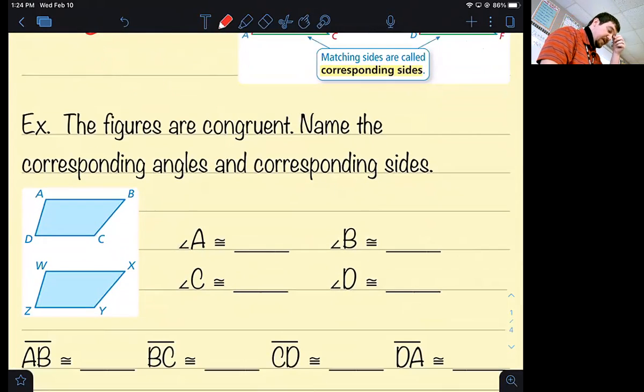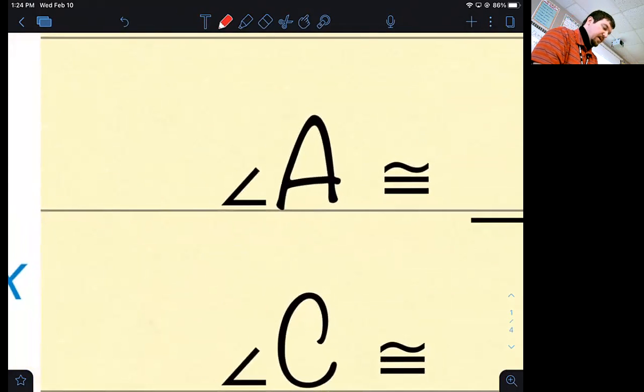So in this example, it says the figures are congruent. Name the corresponding angles and corresponding sides. This little marker right there is an angle symbol.